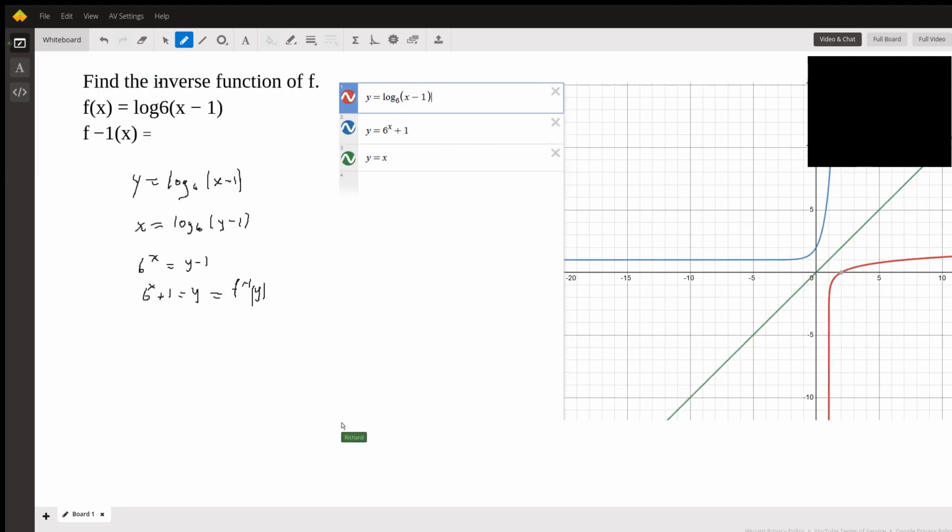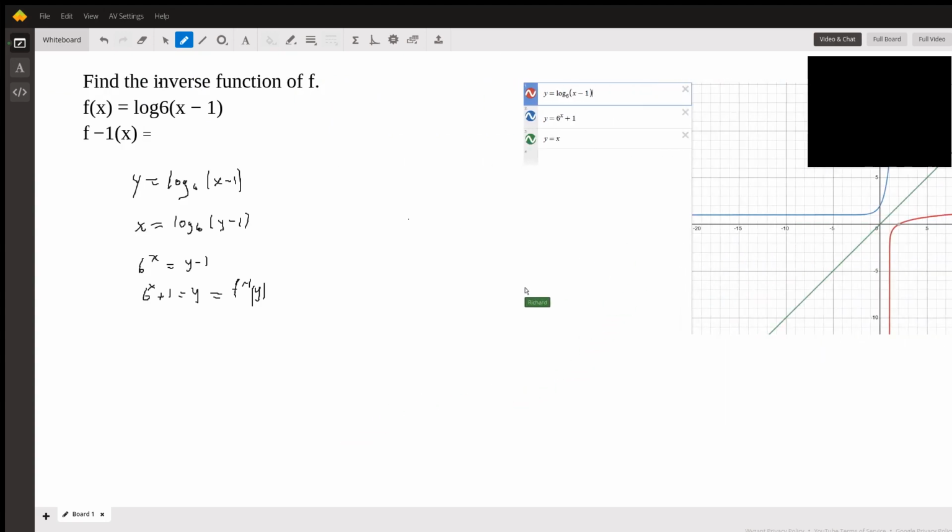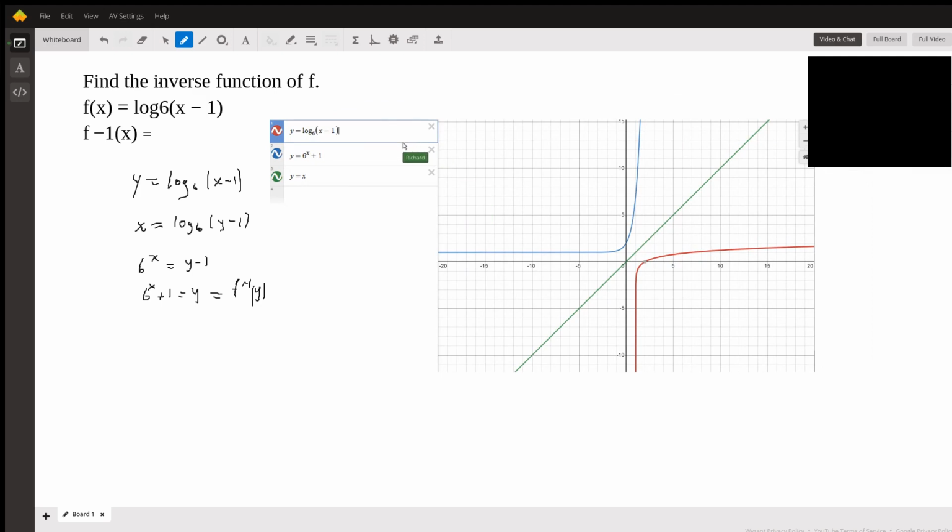So let me just size this properly. Then we can look at it. Okay, so here is the original function, log base 6 of x minus 1. Here's the inverse function, which is in blue. So this red one is the original function, and the blue is the inverse function.